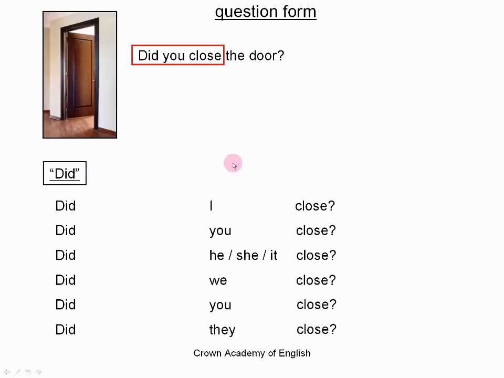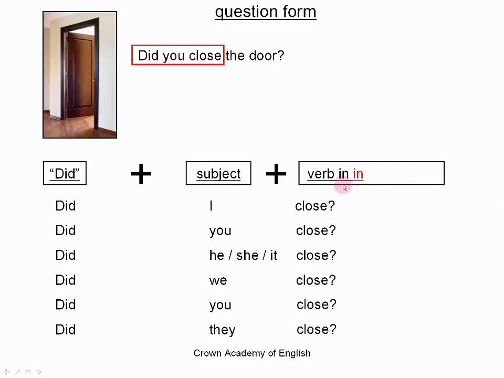So did, the subject, and again the verb in the infinitive form. So the important word is did at the beginning of the sentence, the subject, and the verb in the infinitive form.